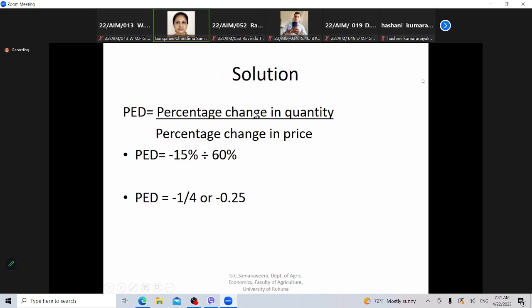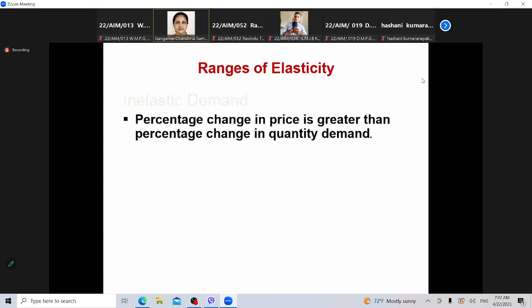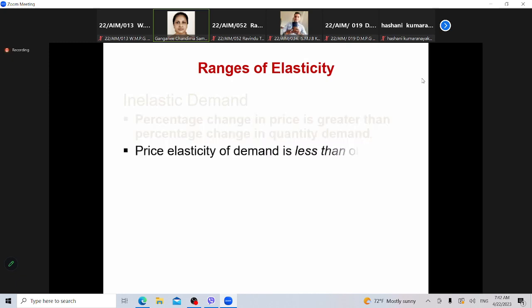Because this is larger than this. But if this is larger than this, if quantity demanded is larger than the price, you can understand it always comes a positive value. Okay, so accordingly you can see, for inelastic demand, percentage change in price is greater than percentage change in quantity demanded. At that time, we observe price elasticity of demand is less than 1.